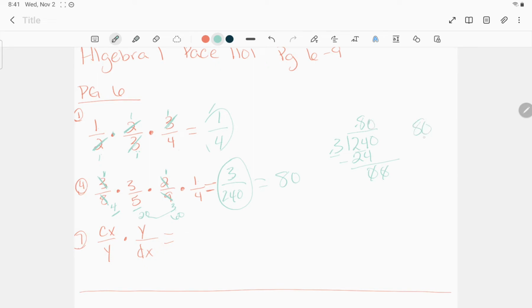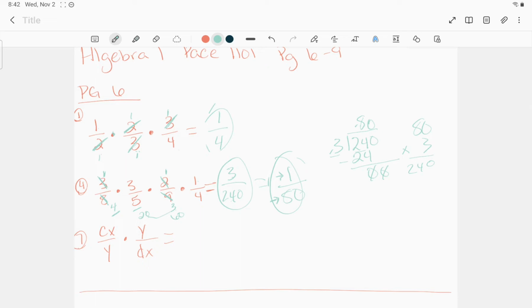And then to check that, I would just do 80 times 3 and get 240. Okay, so 1 over 80 is my final answer. 3 goes into 3 one time. 3 goes into 240 80 times. Your answer is 1 over 80.